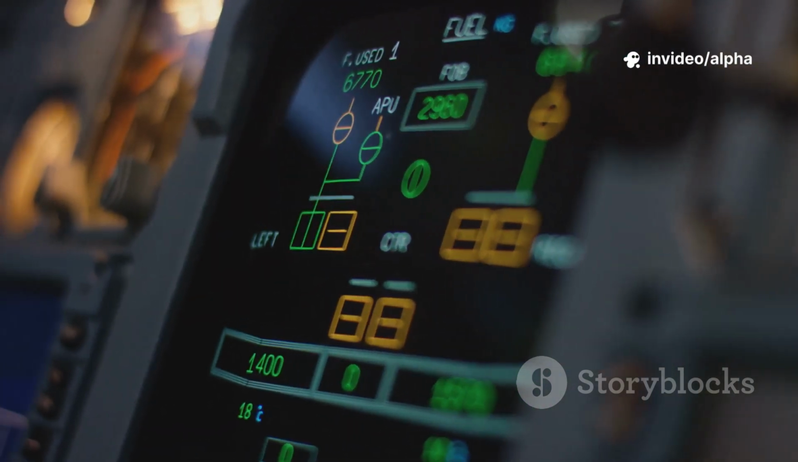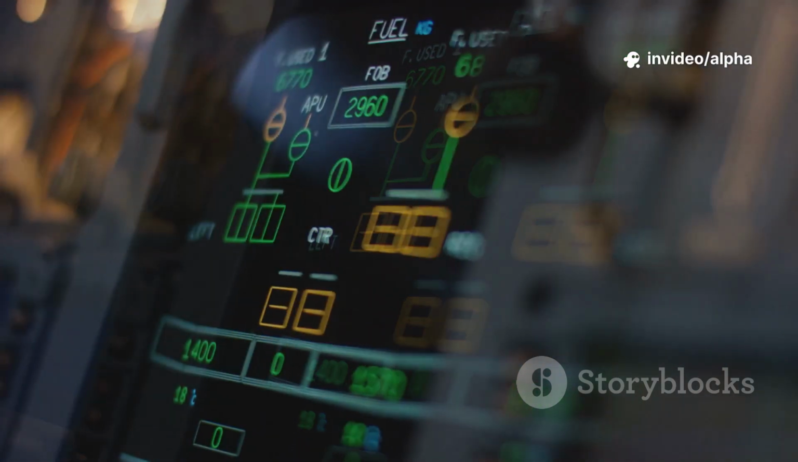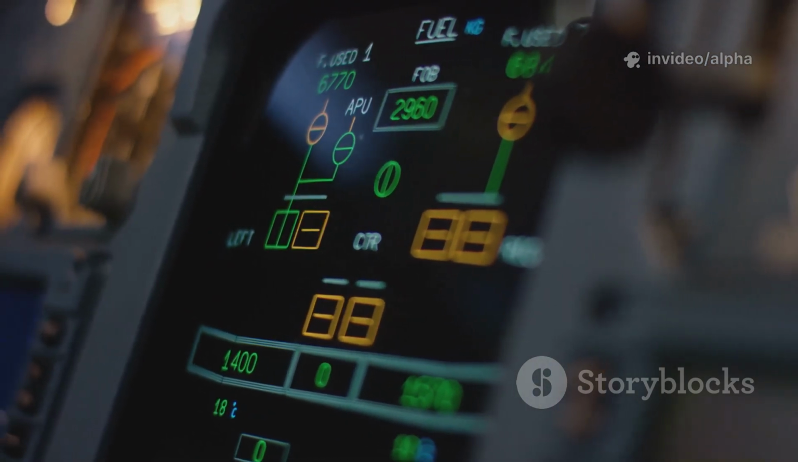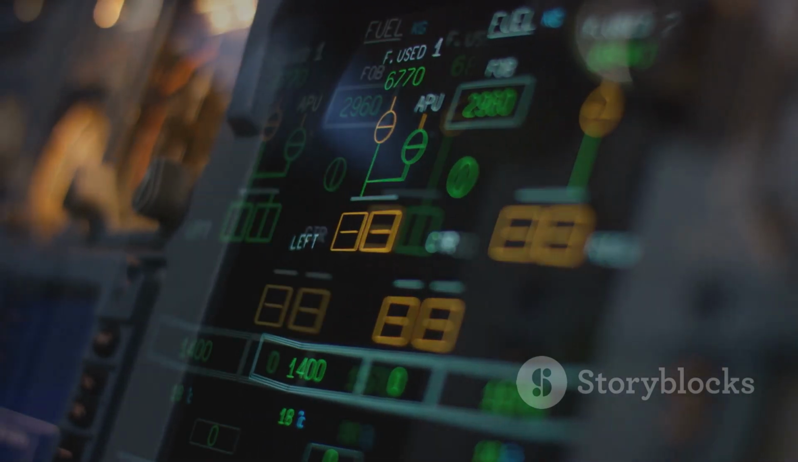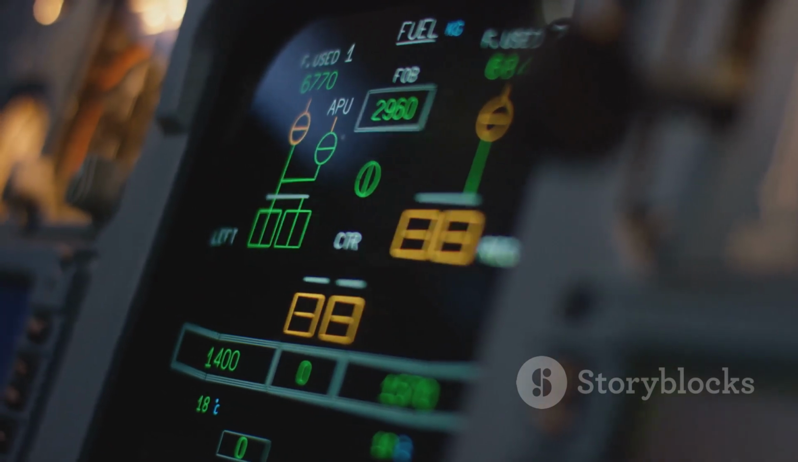Answer: B. Lift equals weight and thrust equals drag when flight is steady and level. With no net force, there is no linear or angular acceleration, which is the condition for equilibrium.